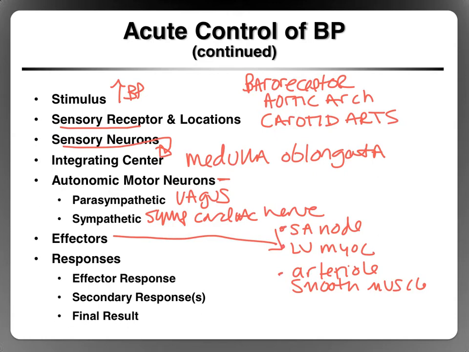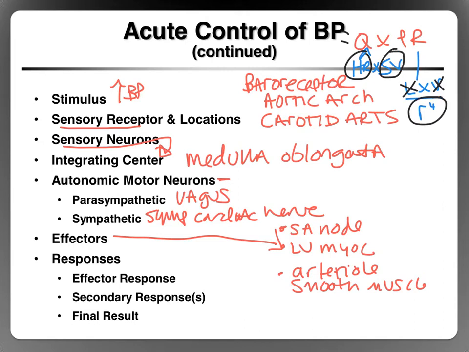Okay, we're trying to control blood pressure. Remember, blood pressure is cardiac output times peripheral resistance. Cardiac output is heart rate times stroke volume. And peripheral resistance is length times viscosity over radius to the fourth. But we've established that length and viscosity cannot affect blood pressure on an acute basis. So the three responses we have to choose from are change heart rate, change stroke volume, change radius.